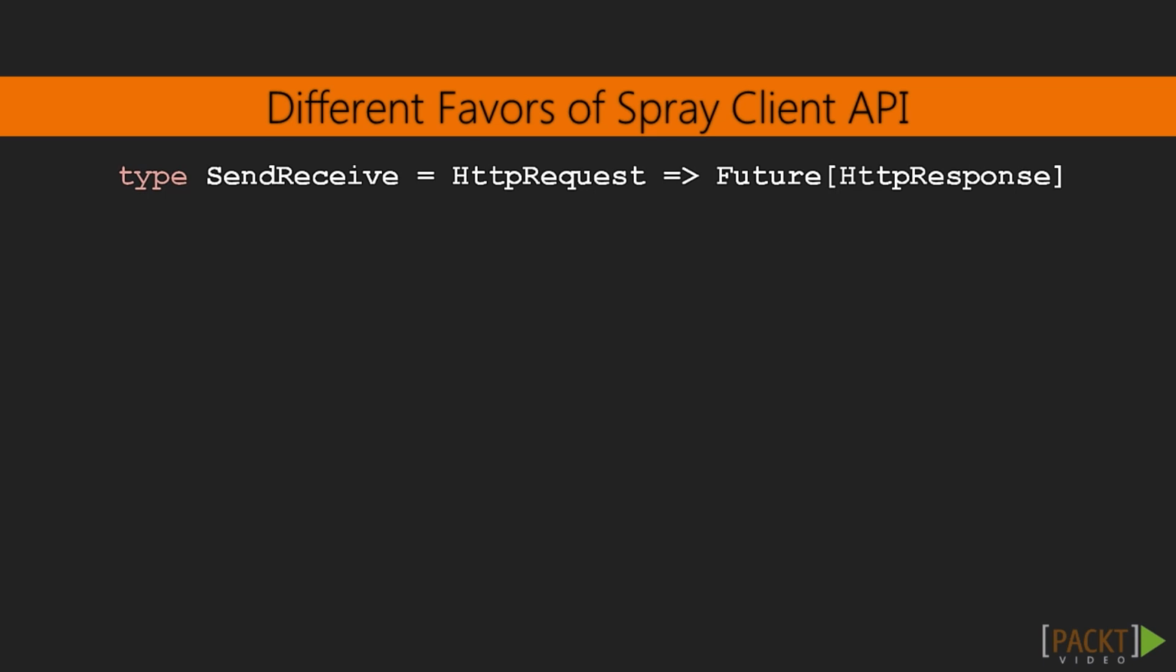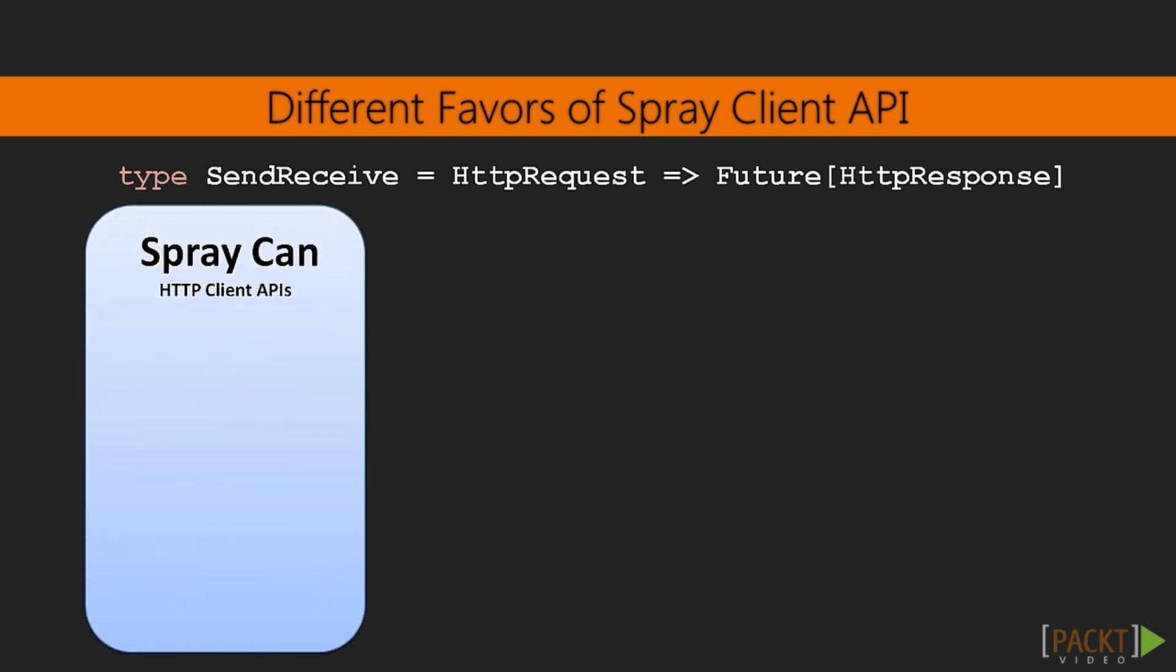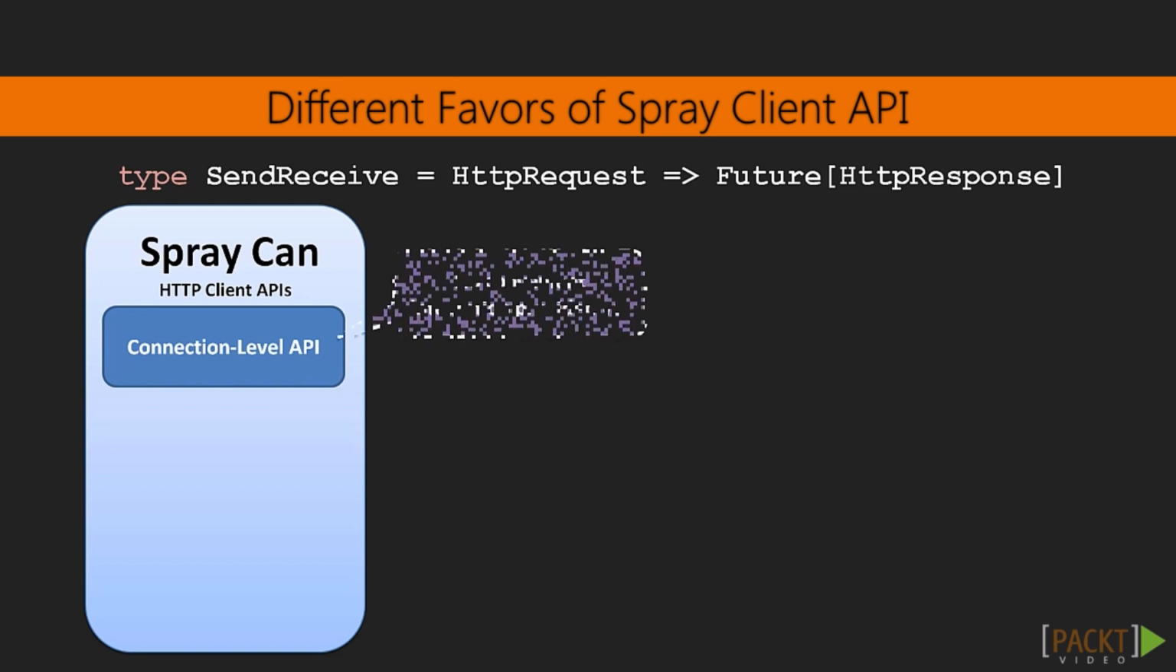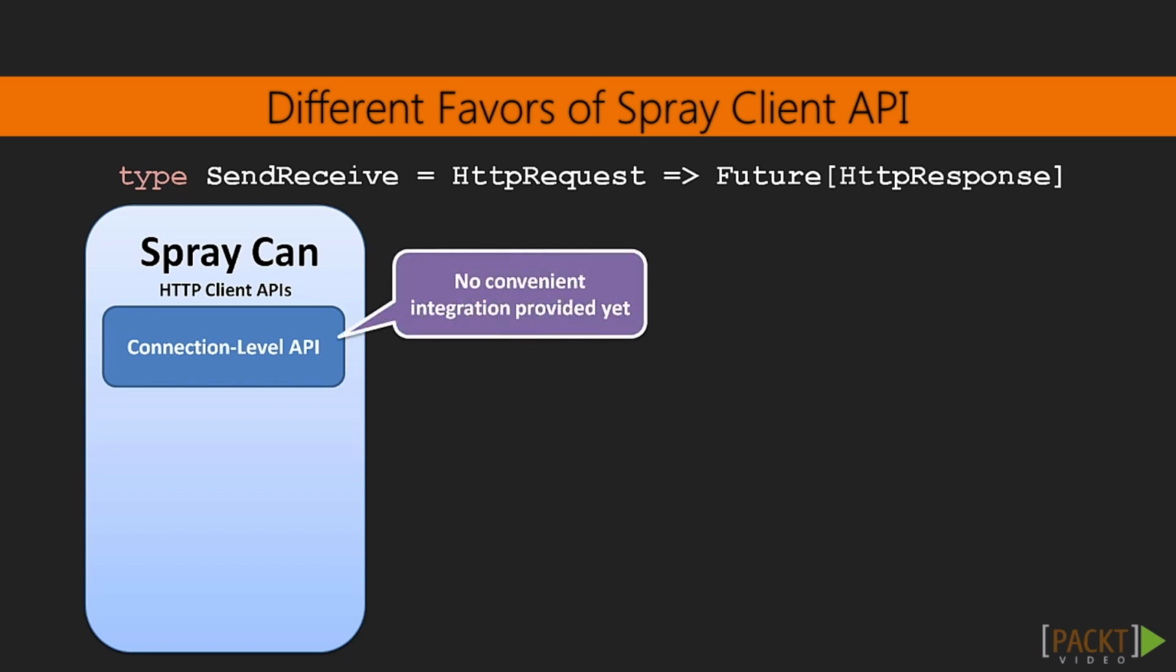In Section 3 of this course, we have learned about Spray Can module and its server-side API in the form of a high-performing HTTP server. However, we have mentioned that it also provides client-side API, and now it is time to talk about that. Depending on the Spray Can client API chosen, different ways of getting a send-receive function instance are available. Connection level API is the lowest level one, and at the moment there are no convenient ways of using it with Spray Client.